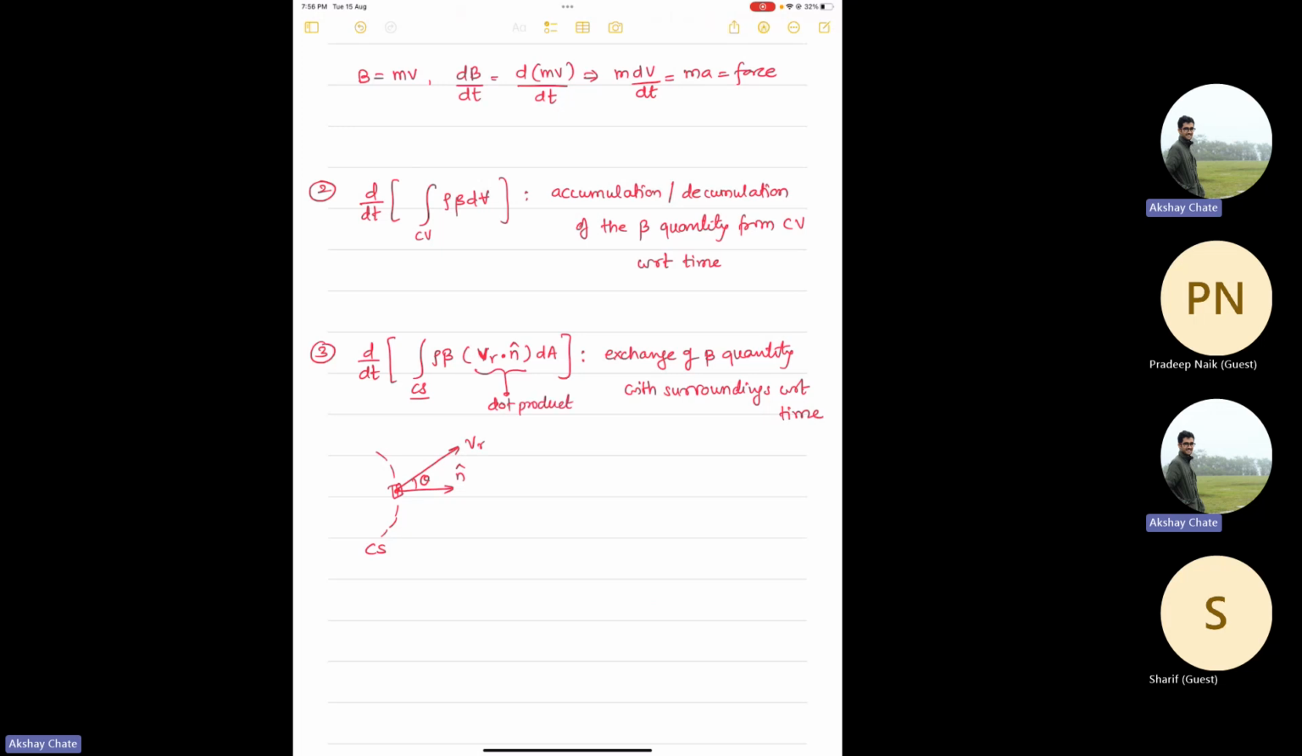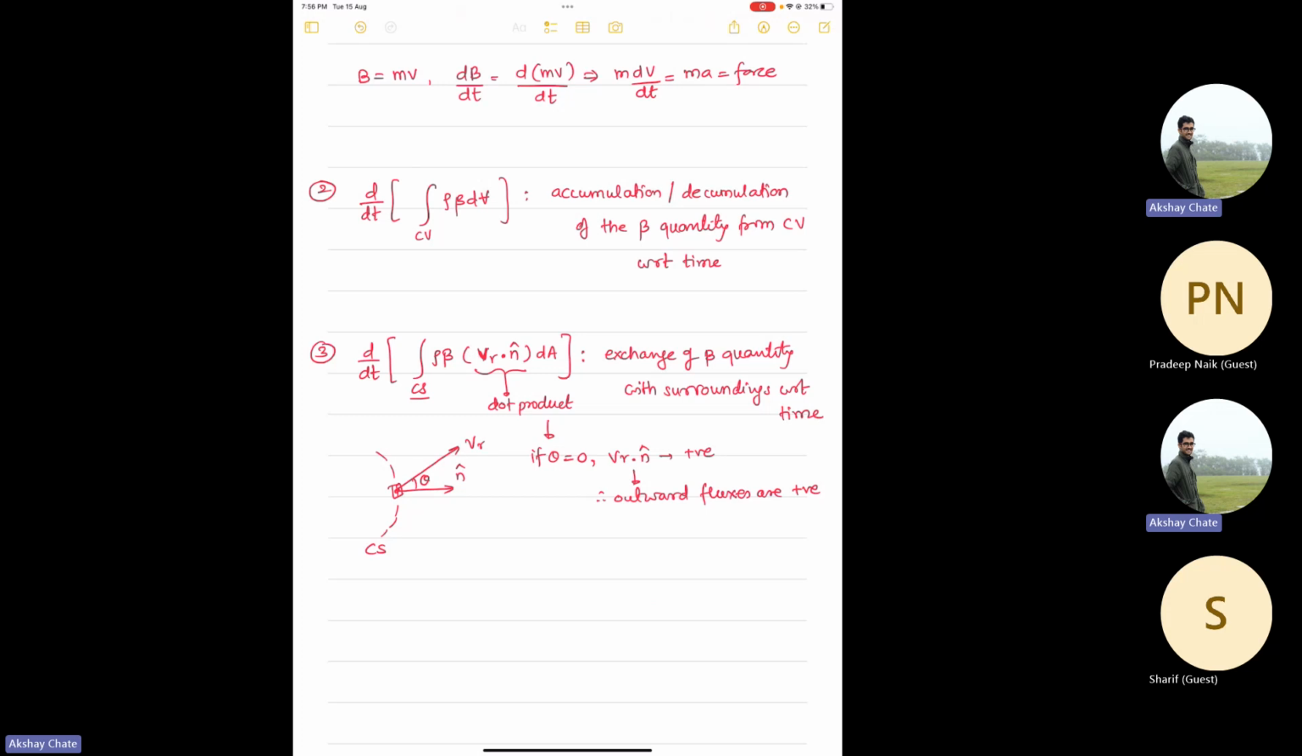So if theta is 0, this dot product is positive, right? Because cos 0 is 1. Therefore, outward fluxes are considered as positive. Flux is basically this exchange of quantity with surroundings.